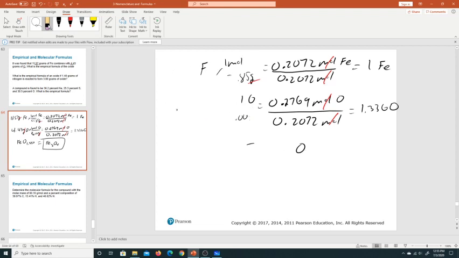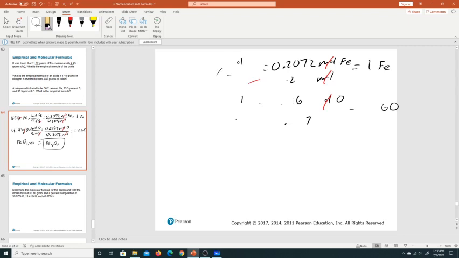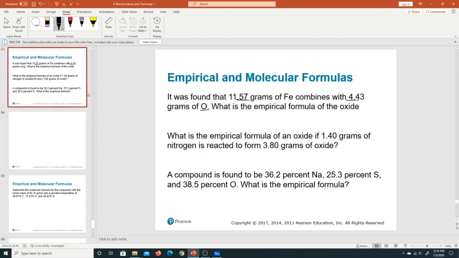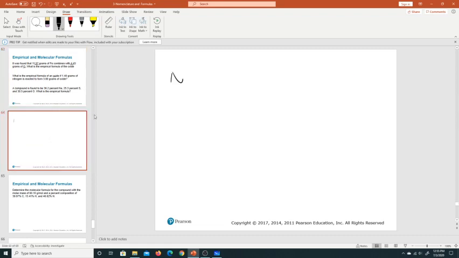Next one's a little bit different. You will find these same questions also in the Chemistry 1025 Survival Guide in Module 8. This part is still a review from last semester. This one's a little harder. What is the empirical formula of an oxide? Nitrogen, N2, is reacting with O2 to make NxOy. Our job is to find the values of x and y. That's what we're trying to find.